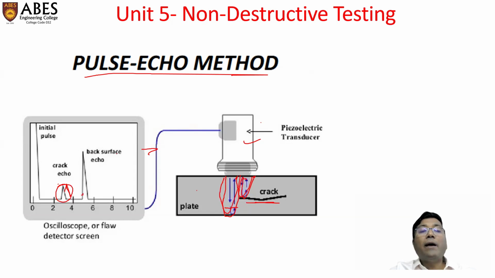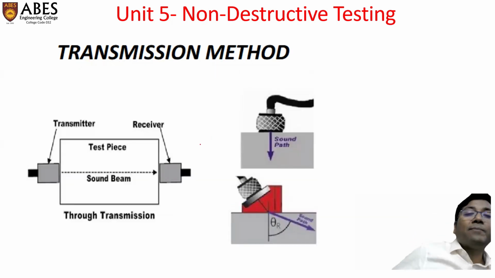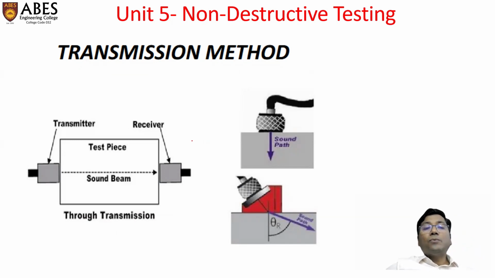For this crack, and this back surface echo is for hitting from the back. Another method is transmission method, where two separate transmitter receiver are applied. So sound beam is propagated through the test piece, through the transmitter, and collected at the other end through the receiver. So through transmission is obtained and sound path is measured. And again, it is displayed.